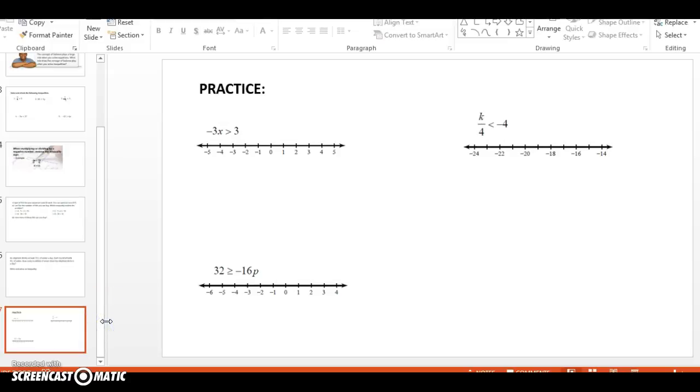All right, so the first one, you would need to show that you're dividing both sides by -3. So I divide by -3, divide by -3. What has to happen? You have to reverse your inequality because you divided by a -3. And then 3 divided by -3 is a -1.